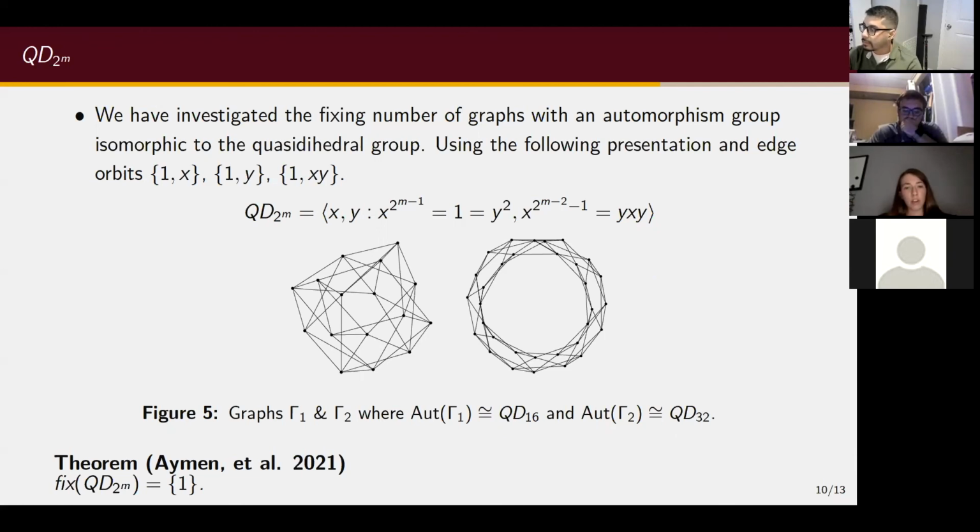So we use this to create the graphs that are shown below, where the graph on the left has an automorphism group isomorphic to QD16, and the graph on the right has an automorphism group isomorphic to QD32. When we found the fixing number of each of these graphs, we saw that the fixing number was 1. And we took the line graphs and the inflations of these graphs as well, but the fixing number was still 1. So we came up with the conjecture that 1 was the only element in the fixing set. However, we were able to prove this, so we came up with the theorem that the fixing set of QD 2^m equals 1.